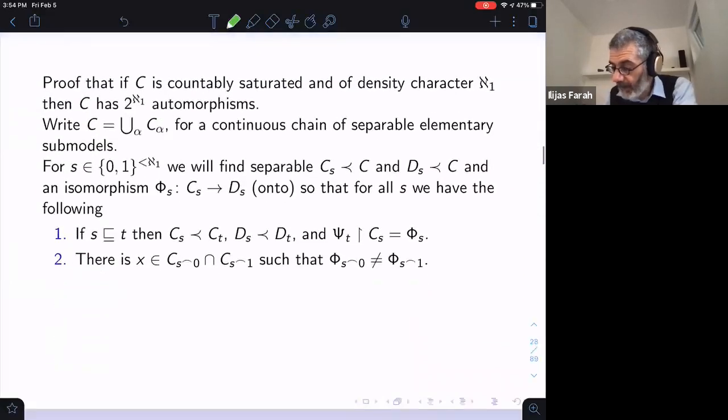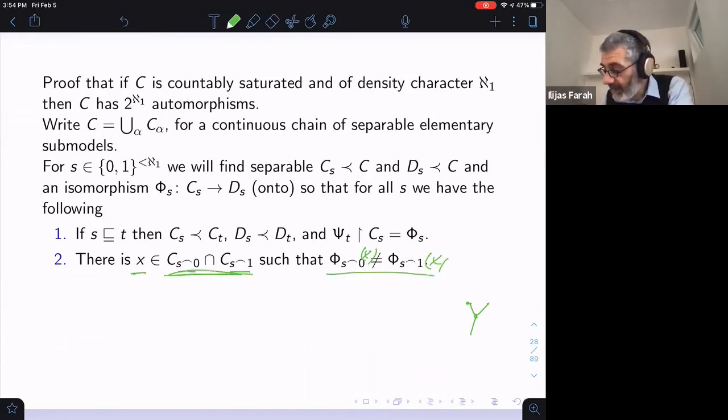Second, for each S, you see these are two immediate successors of S. So this is what I said. Here you are at S, and now you go left or go right. And there exists some x, which is in the intersection of these algebras, such that phi S0 and phi S1 disagree about it, right? This is really the key step.